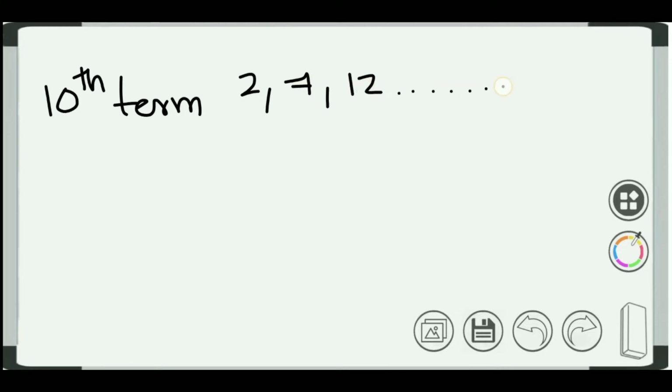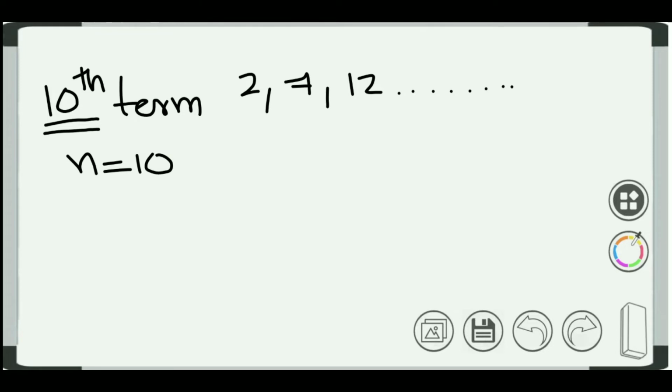Suppose the question is: find the 10th term of an AP 2, 7, 12, etc. So you need to find the 10th term. Now you will take n as 10 because the 10th term is what we need to find. So you will take n is equal to 10.